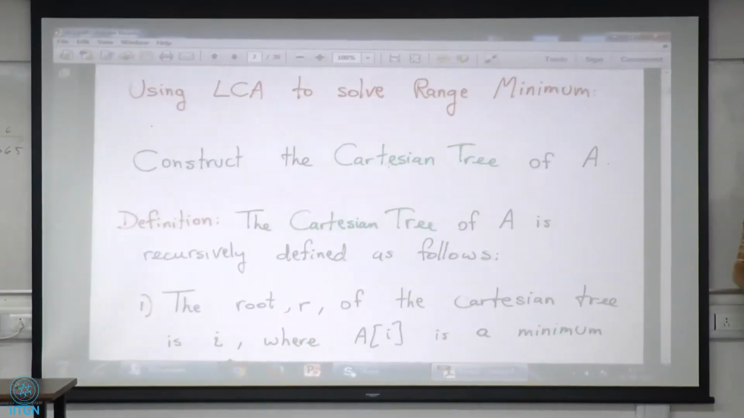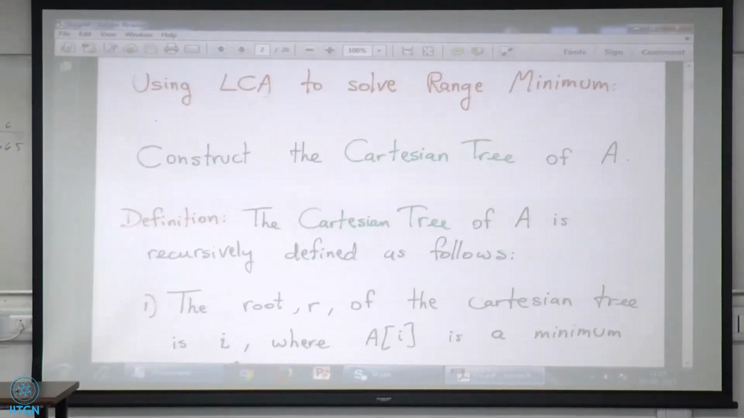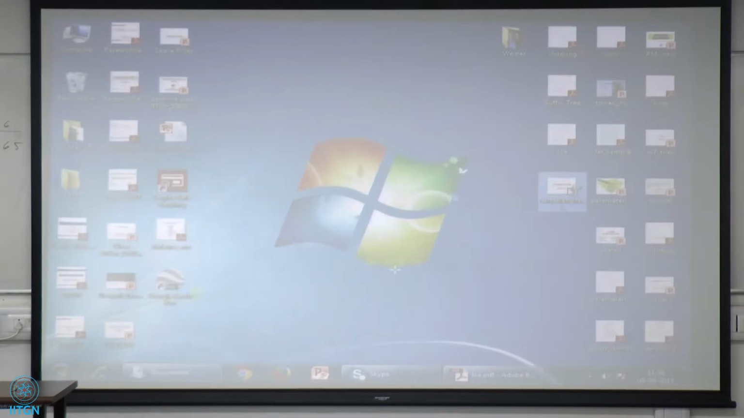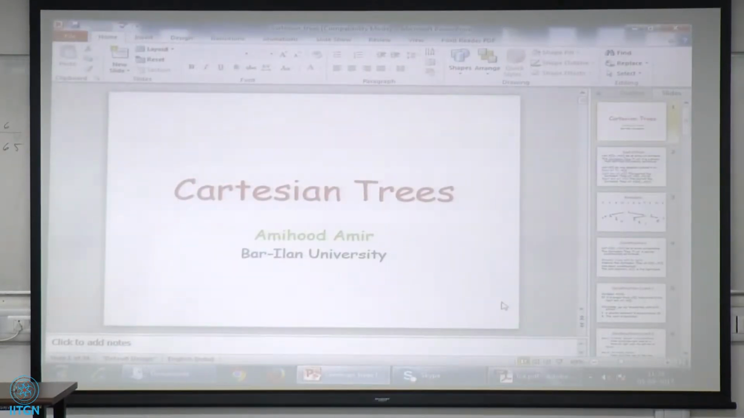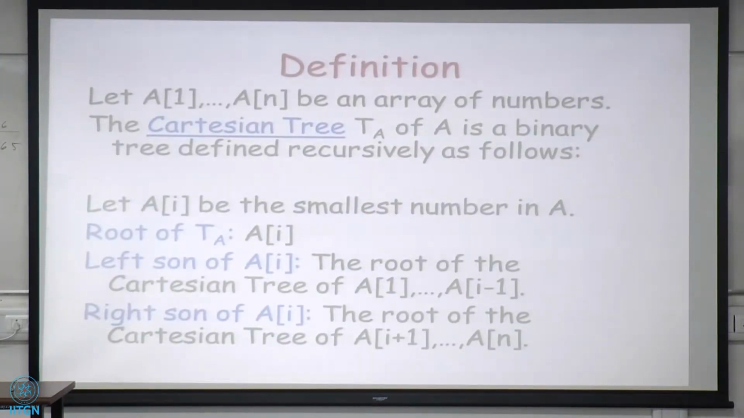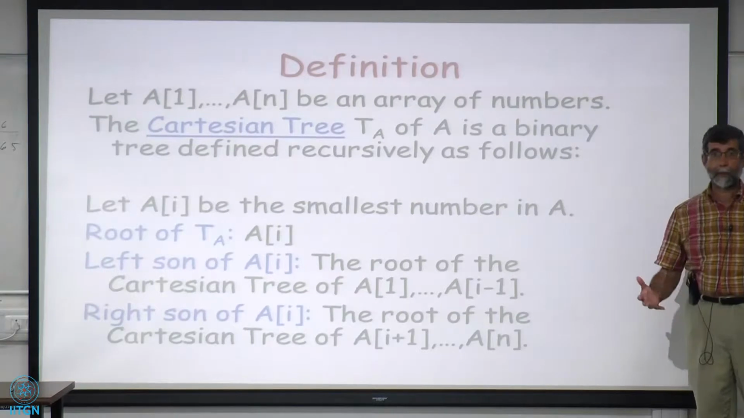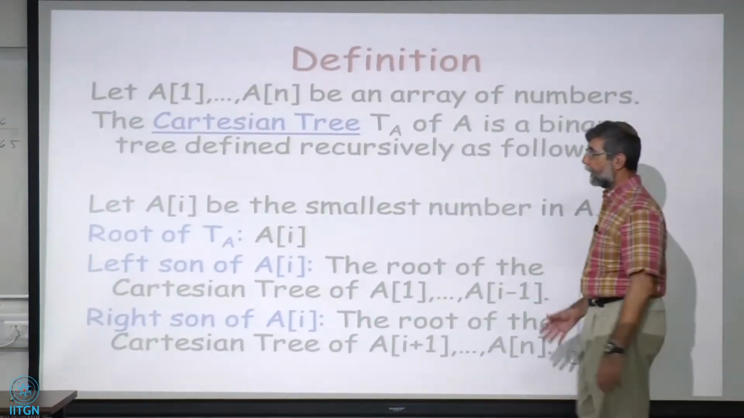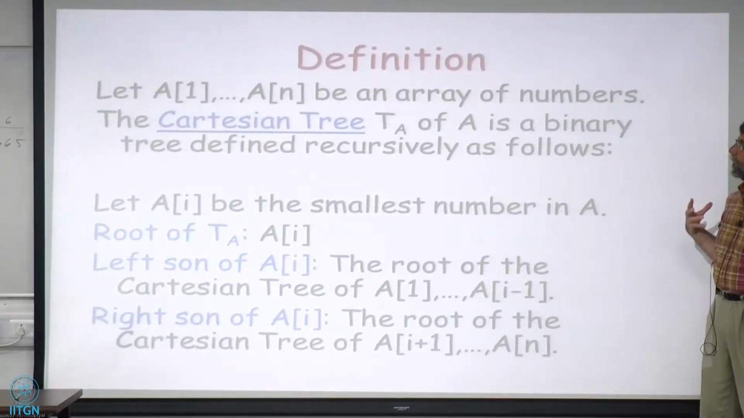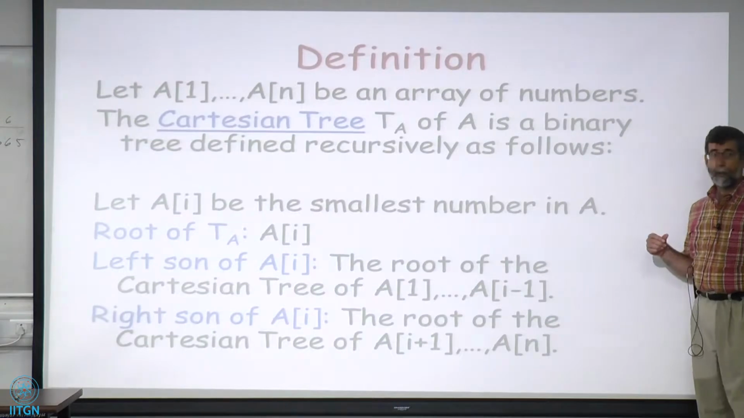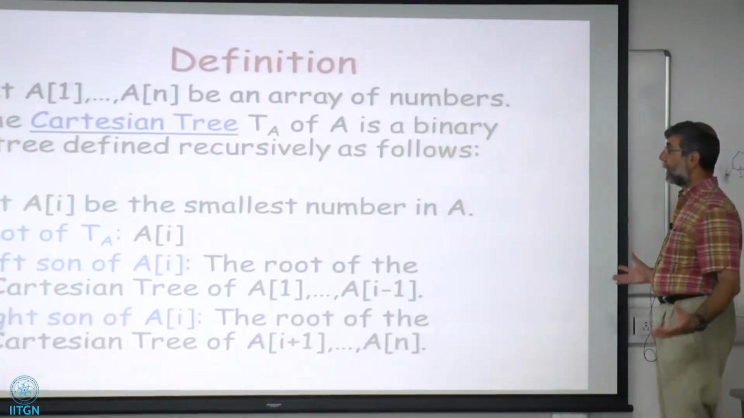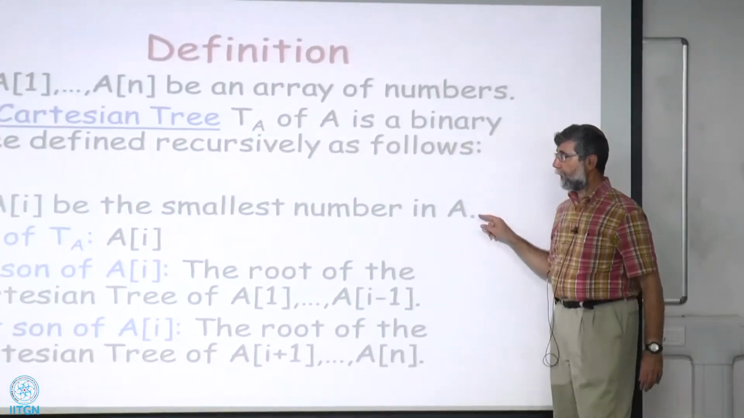So what's the Cartesian tree? Here's another thing that we learn at this point. Let me go to the Cartesian tree. The Cartesian tree is the following data structure. A_1 to A_n is an array of numbers, and you can see already why that connects to the range minimum problem, because you have an array of numbers. But now we want to define the Cartesian tree T_A of A. The Cartesian tree is going to be a binary tree. It's a data structure, a binary tree, and it's defined recursively as follows.